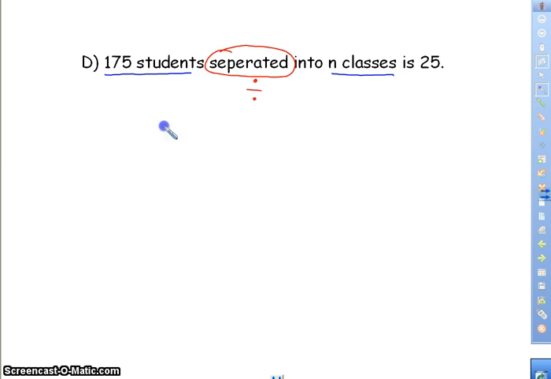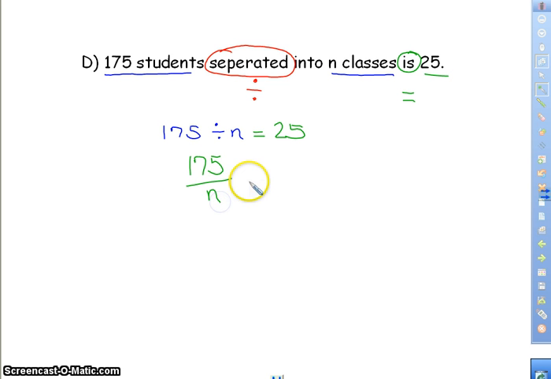So I'm going to go ahead and write out that part. So 175 divided by n. And then I have this word is, and is represents equals 25. So it's equals 25. Now what's another way to write division? It would be 175 over n equals 25. That's your division problem. All right, one more.